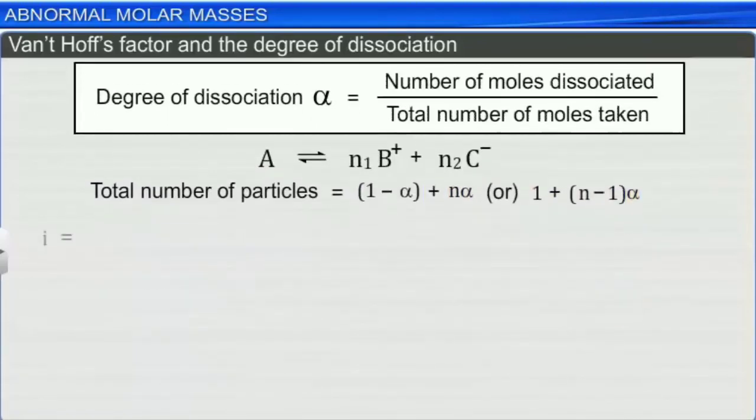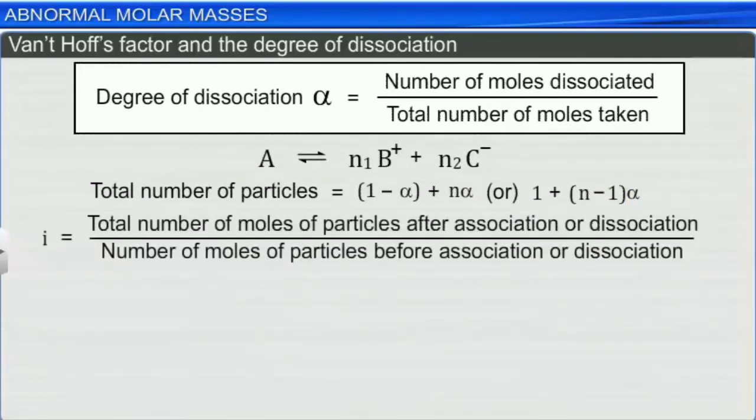Substituting the values of the number of particles in the relation, i is equal to total number of moles of particles after association or dissociation divided by number of moles of particles before association or dissociation. We get i is equal to (1 plus (n minus 1) alpha) divided by 1. On rearranging, we get alpha is equal to (i minus 1) divided by (n minus 1). Knowing the value of i from the colligative property measurements, the degree of dissociation alpha can be calculated.